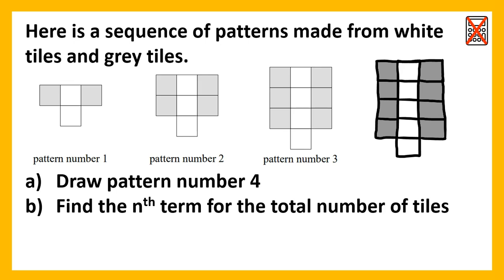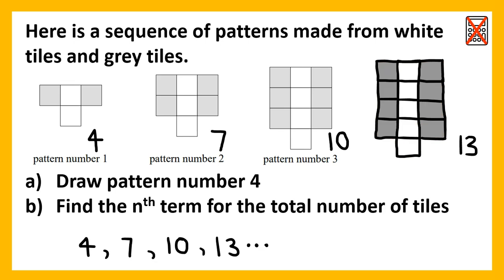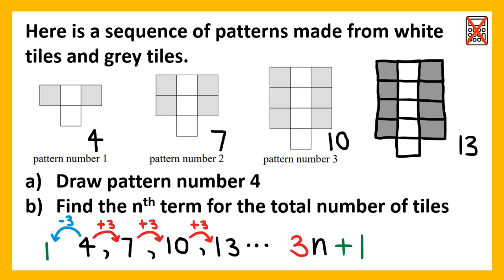Find the nth term for the total number of tiles. It's useful to change the number of tiles shown as a diagram into some numerical values. For the first pattern, we have a total of 4 tiles, 7 for pattern number 2, 10 for pattern number 3, and 13 for pattern number 4. Now I have the sequence written numerically, I can use my terms to find the term-to-term rule, which in this case does provide me with a common difference, meaning it's a linear sequence, and the nth term would be 3 lots of n with a zero term and a constant of 4 take away 3, which gives me 1. Therefore, the nth term for the total number of tiles would be 3n plus 1.